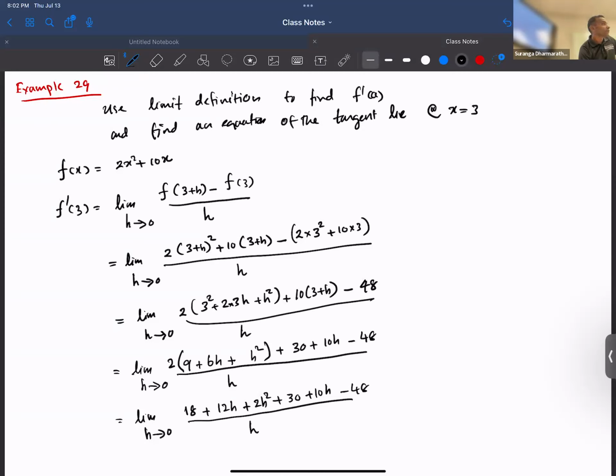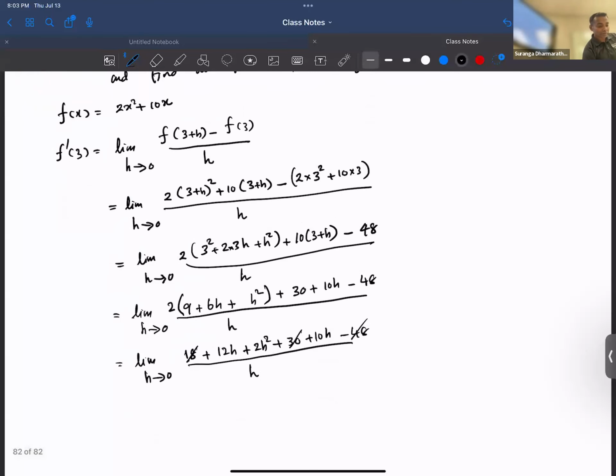Right? That makes sense? So I can remove this to this and this. Right? 48 to 48. And what do we have in the numerator? 12h plus 10h, that is 22h. Right? And then you have 2h squared, right? So you have limit h goes to 0, 22h plus 2h squared divided by h.